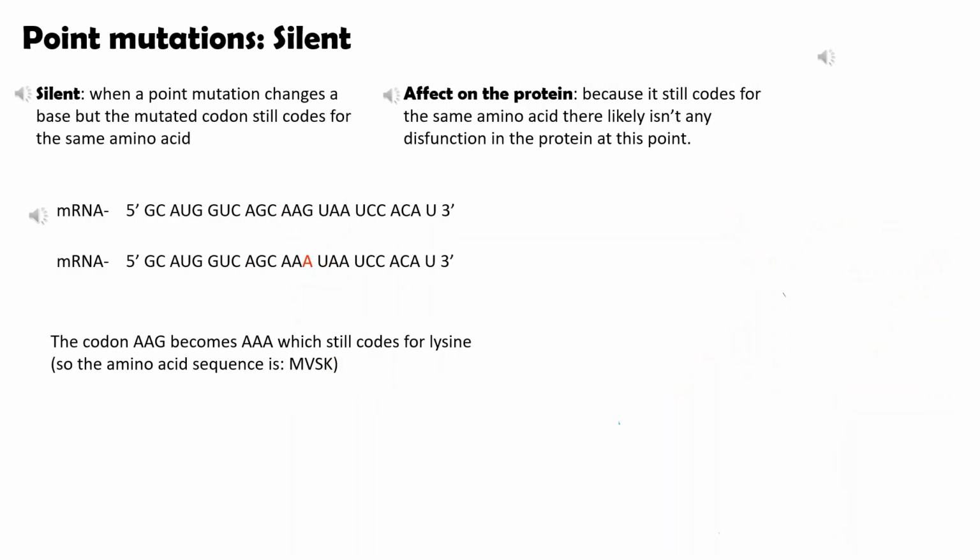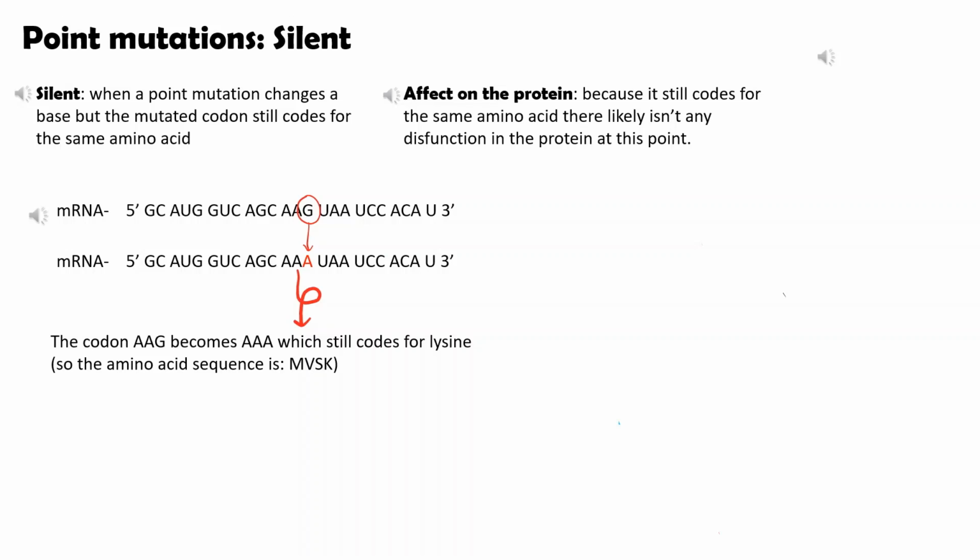A silent point mutation is where a base is changed, but the mutated codon still codes for the same amino acid. Here, the codon AAG becomes AAA, which still codes for lysine. This would be a transition, because they are both purines. This point mutation should not affect the function of the protein that is produced.